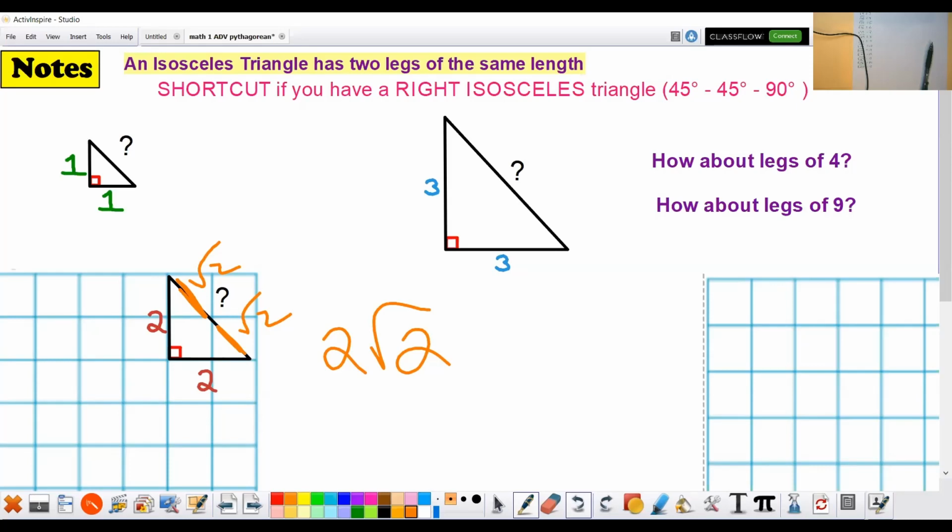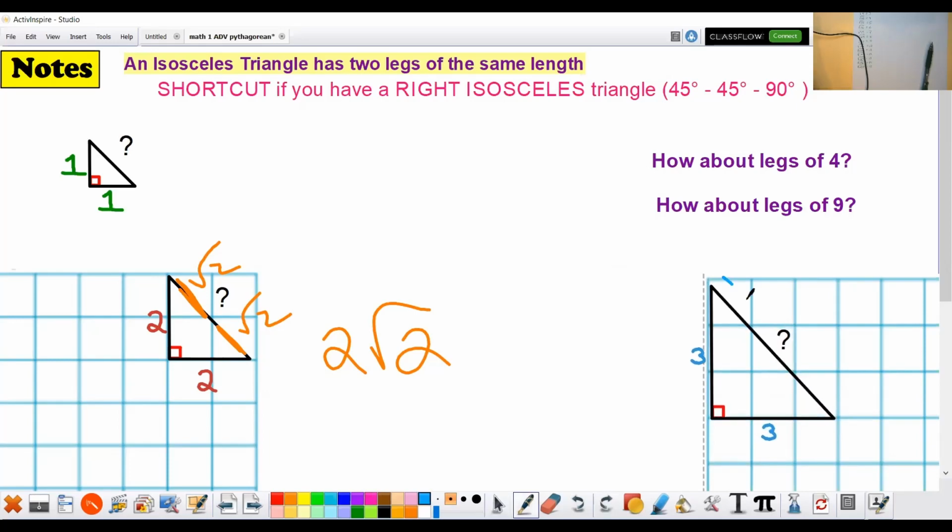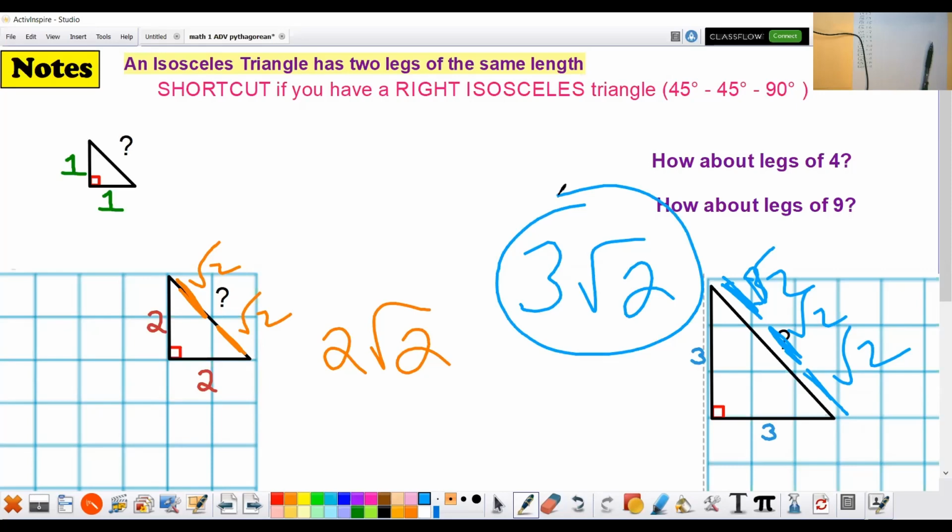What about this piece over here? Let's put this one down here. How many radical 2's do you have? There's 1, 2, 3. So if each one of these is radical 2, don't I have 3 times radical 2? It's kind of a neat shortcut. So it's 3 times the square root of 2. On my calculator, 3 times the square root of 2 is about 4.24.